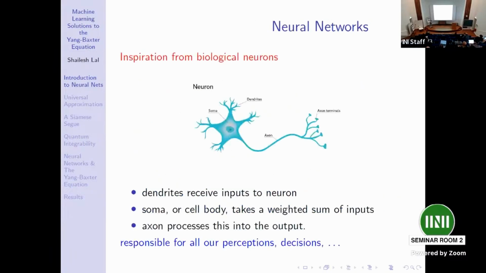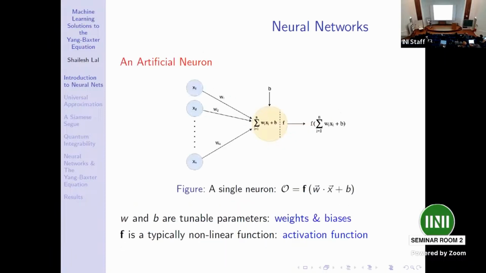Okay, there's an R missing. So let's take inspiration from biological neurons, and really the idea behind this is that what a neuron does effectively is that it takes a whole bunch of inputs, and then at least if you try to model it, what seems to happen is that a weighted sum of these inputs is computed and then processed into an output. And this is a really remarkable, simple model which is responsible for really all our perceptions, decisions, and whatnot.